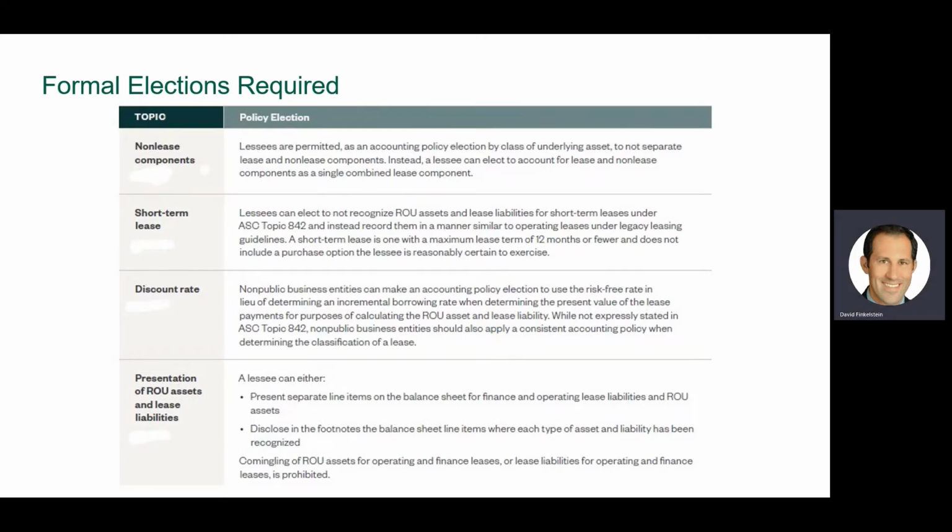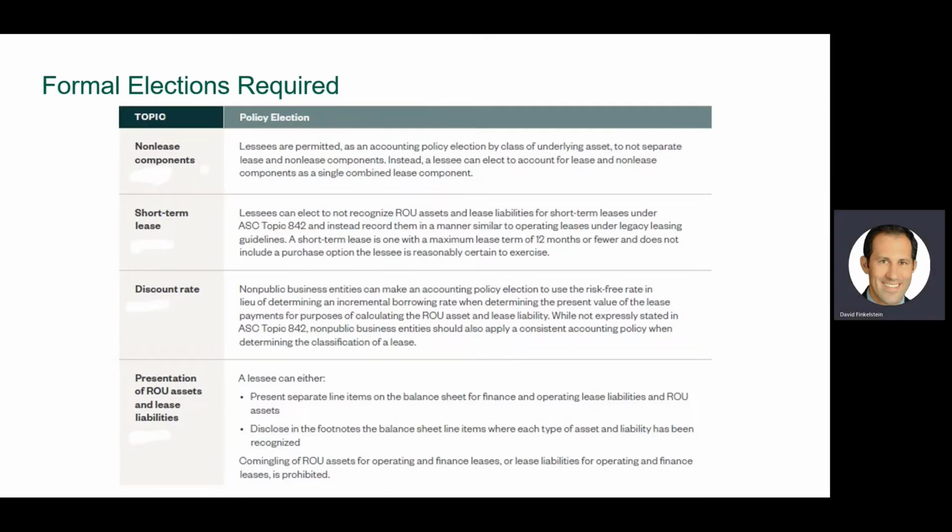You have to make a policy election related to short-term leases. For any short-term lease, you cannot recognize a right-of-use asset or lease liability under 842. Instead, you will record them in a manner similar to your leases under the legacy guidelines. What's considered a short-term lease is one that has a maximum lease term of 12 or fewer months and does not include a purchase option that the lessee is reasonably certain to exercise. And this does also not include month-to-month leases, which we will discuss later.